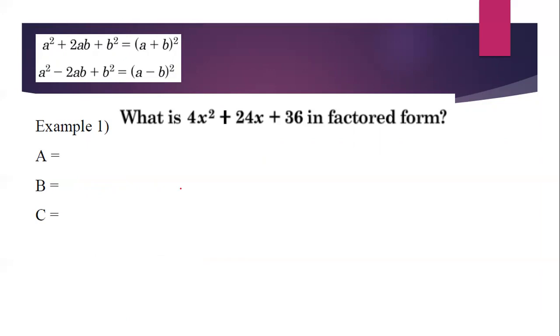Okay. So looking at my A term, my B term, and my C term, right off the bat, 4x squared and 36, are those perfect squares? Yes, they are. 6 times 6 is 36. 2 times 2 is 4. So therefore, these are perfect squares. Because they're perfect squares, I can take the square root of the A term and I get 2x. I can take the square root of the C term and I get 6.